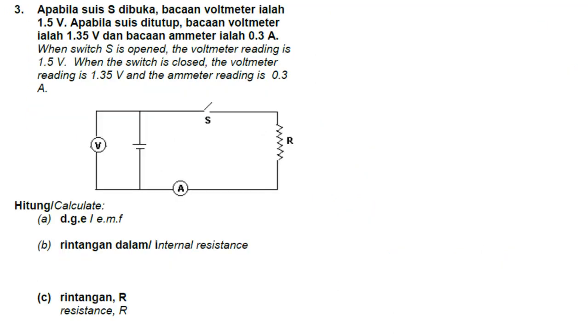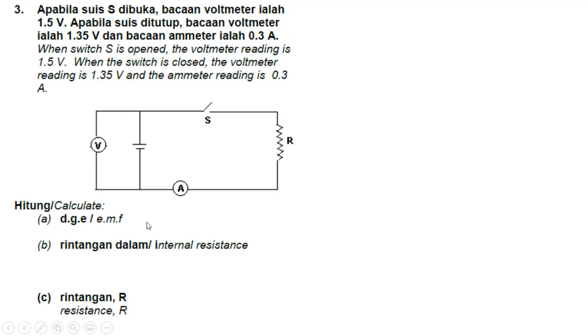Next, question number 3. Again, we have another circuit diagram. Remember the battery and voltmeter are in parallel, so this will automatically give you the EMF when the switch is open. What is the information given? Switch open, 1.5 volt. Switch closed, it drops to 1.35 volt. The ammeter reading is given as 0.3 ampere.